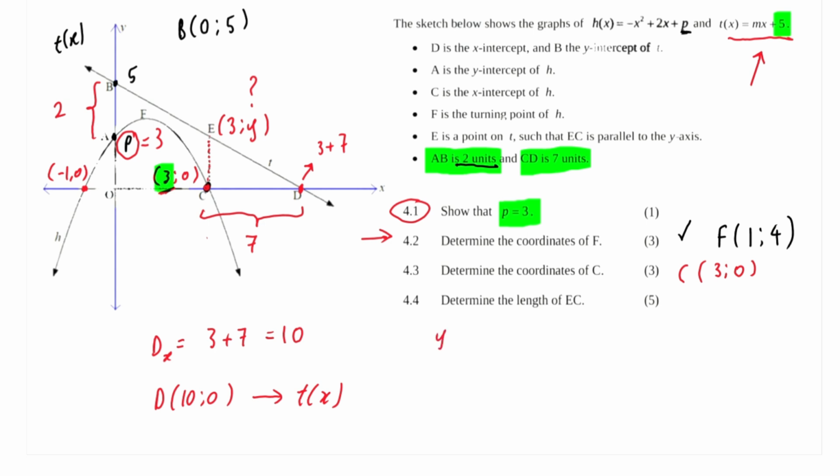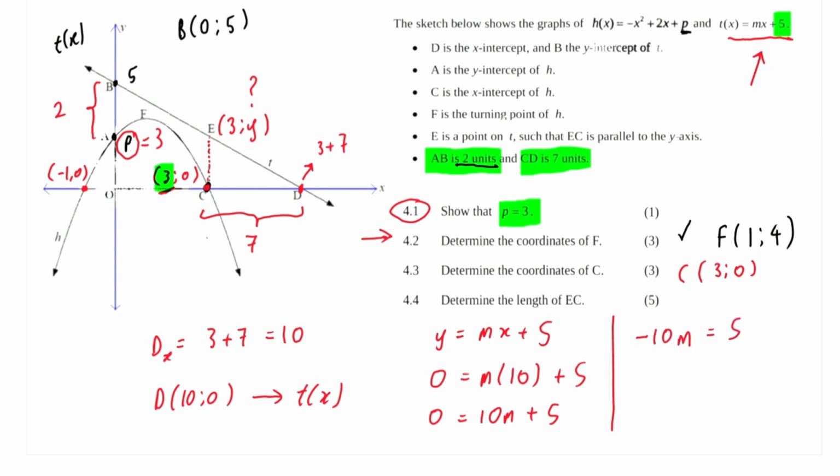So we have y is equal to mx plus 5. We know the coordinate of D is 10 and 0, to be specific. So 0 is equal to m times 10 plus 5, which becomes 0 is equal to 10m plus 5. I can take 10m across to the left hand side, so it becomes minus 10m is equal to 5. Divide both sides by minus 10. Therefore, m is equal to minus a half.